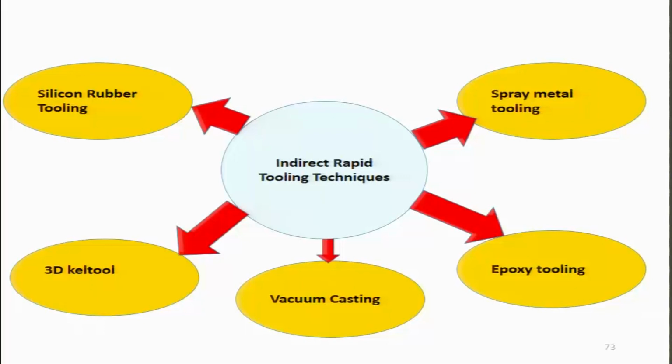If I look at the indirect rapid tooling techniques, there are many. For example, you can have spray metal tooling, silicon rubber tooling, the 3D keltool, the vacuum casting processes, and then the epoxy tooling. These are some of the indirect rapid tooling techniques.